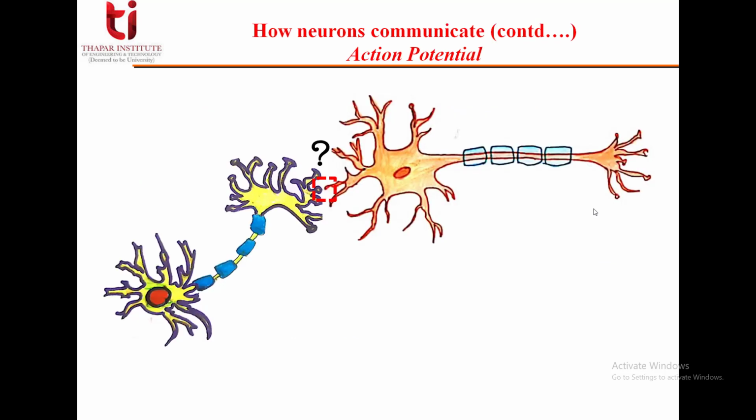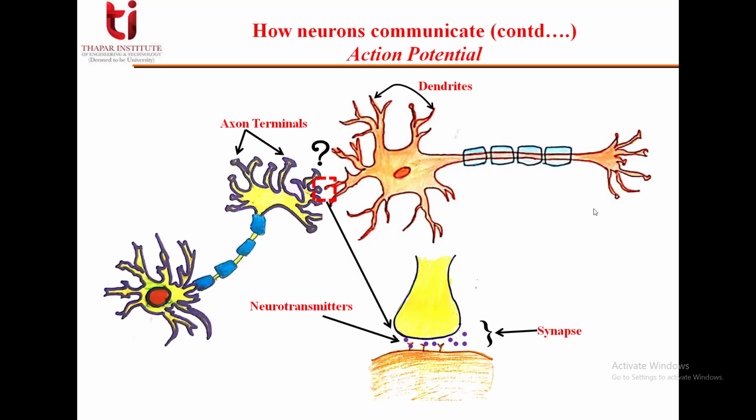Now let's discuss another point, that is action potential. As you can see, the dendrites are receiving information, or we can say receiving signals, from other neurons through axon terminals, which release neurotransmitters. You can see that is a synapse. We have discussed that a synapse is a junction between two neurons, where electrical or chemical information gets interchanged. So in this, we have neurotransmitters.